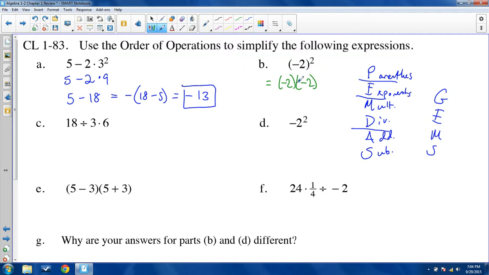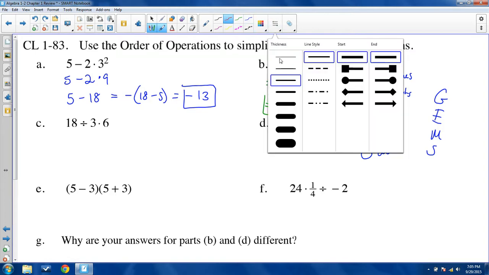Jaime Escalante says, a negative times a negative is a positive. Say it, and you'd say it over and over and over. Negative times a negative is a positive. Why? Well, just because it is. Accept it. Negative 2 times negative 2 is positive 4. And that's your answer. You're probably excited to go to D, saying, what's the difference?